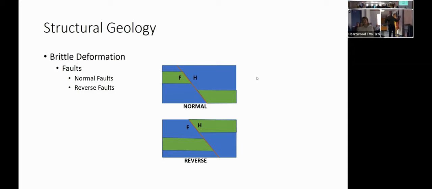Structural geology. We're back to structure. This is where I had messed up with the science. Okay, so a couple of pieces of marginalia that we need to think about: this is a disruption in the rock. It's called a fault.